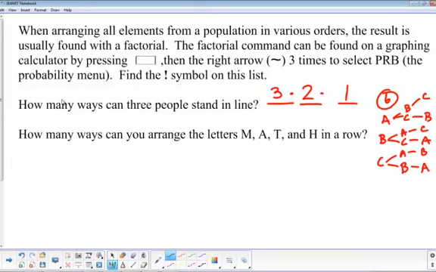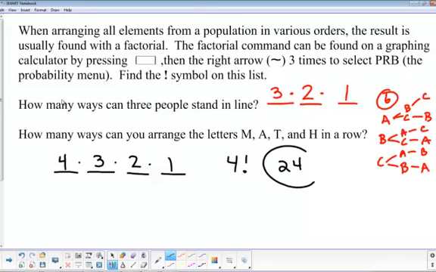And then it says, how many different ways can you arrange the word math? Well, there's 4 letters, so there's 4 options for the first space, 3 for the next, 2 for the next, 1 for the last. When you multiply that or put it in your calculator with the factorial button, you get 24.